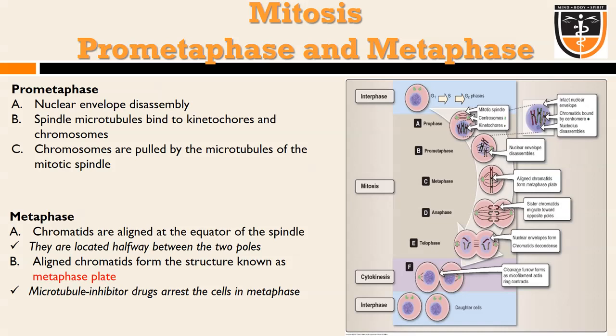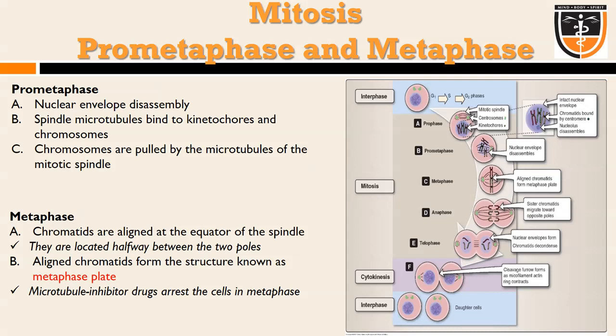Now the next step is prometaphase. And we see here, prometaphase is characterized by complete disassembly of the nuclear envelope. And the next thing is that spindle microtubules will bind to the kinetochores of the chromosomes. You have formed the spindle, and now this spindle will bind to those kinetochores, to those cat whiskers on your chromosomes. And now chromosomes are pulled by the microtubules of the mitotic spindle. Now the mitotic spindle is growing. Think of it, chromosomes are glued to it, and they start being pulled. So this is prometaphase.